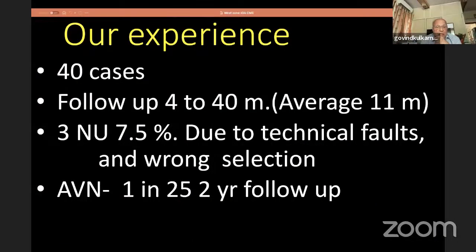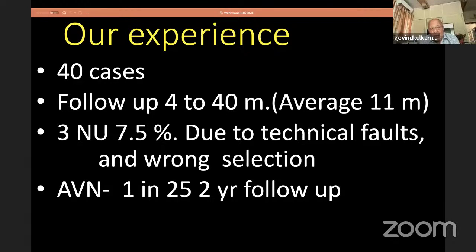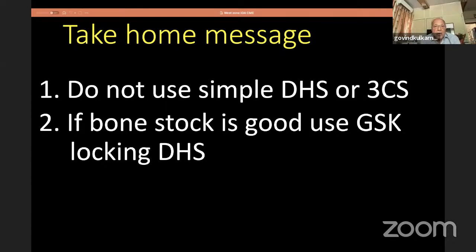Our experience is 40 cases, with follow-up of 4 to 40 months. There were 3 non-unions, 7.5%, due to technical faults and wrong selection, even in one case. However, our follow-up should be longer, and we expect more AVN.